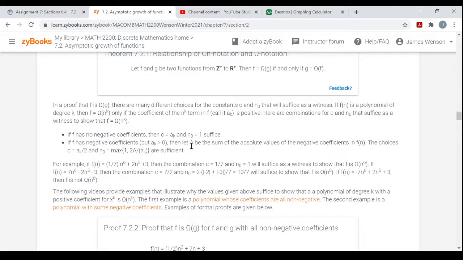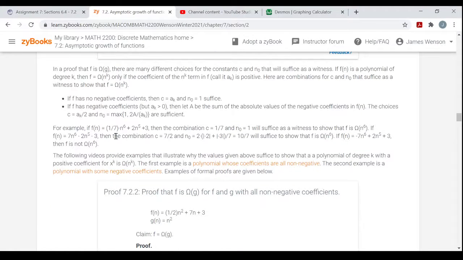Then let capital A be the sum of the absolute values of the negative coefficients in f. And then the choices are, let c be half of the lead coefficient, and then let n0 be whichever is largest of 1 or 2 times A divided by the lead coefficient. So there are examples here.